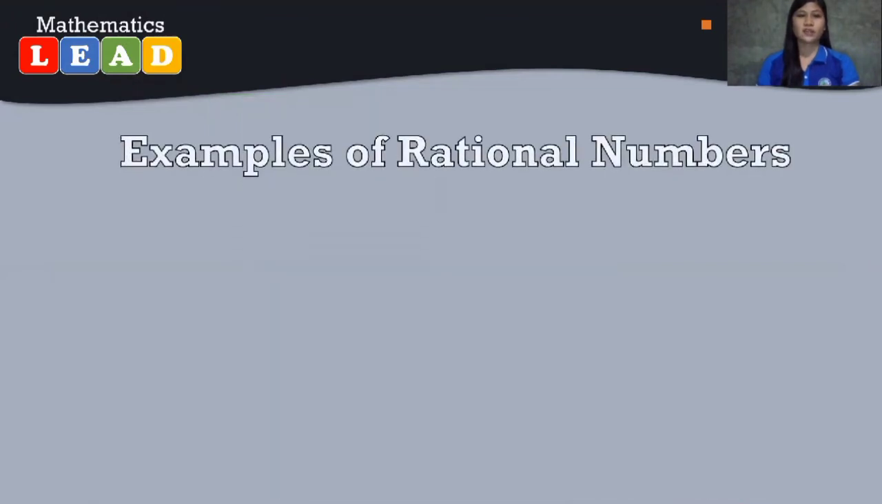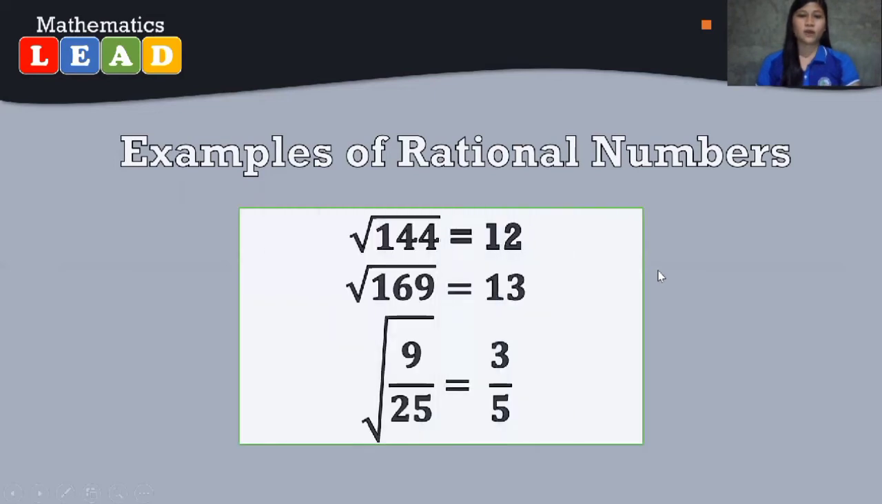To further understand the concept of rational and irrational numbers, we have here examples coming from our activity. The square root of 144 equals 12, square root of 169 equals 13, and square root of 9 over 25 equals 3 over 5. These are all examples of rational numbers, since 12 and 13 are perfect squares, and 3 over 5 can be expressed in the form of a over b.